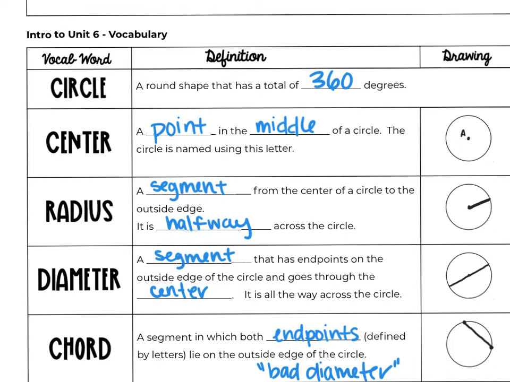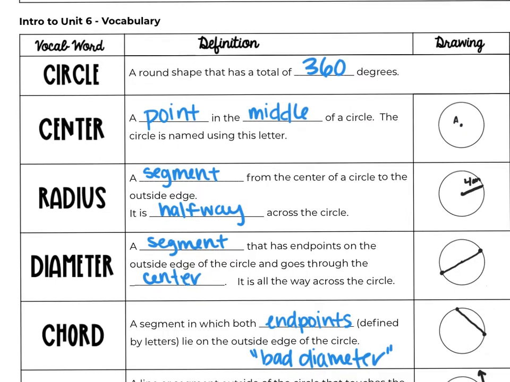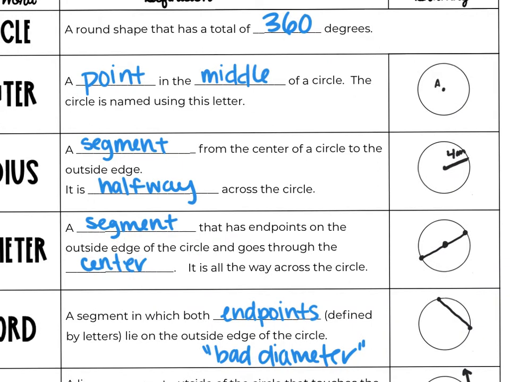So for example, let's say this was 4 centimeters. Diameter is a segment that has endpoints on the outside edge of the circle, like this, and it does go through the center. It has to go through the center like this, and that is all the way across. So one thing you want to keep in mind and remember is the radius is half of diameter, and diameter is 2 times the radius. In this picture, if the radius was 4, that would make the diameter equal 8.